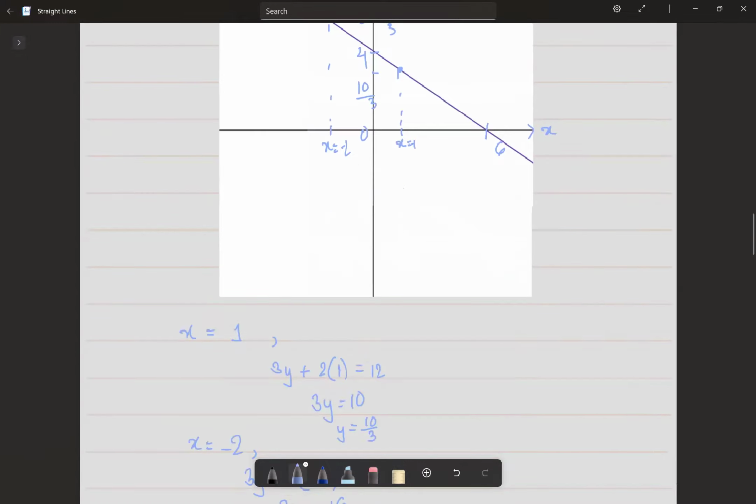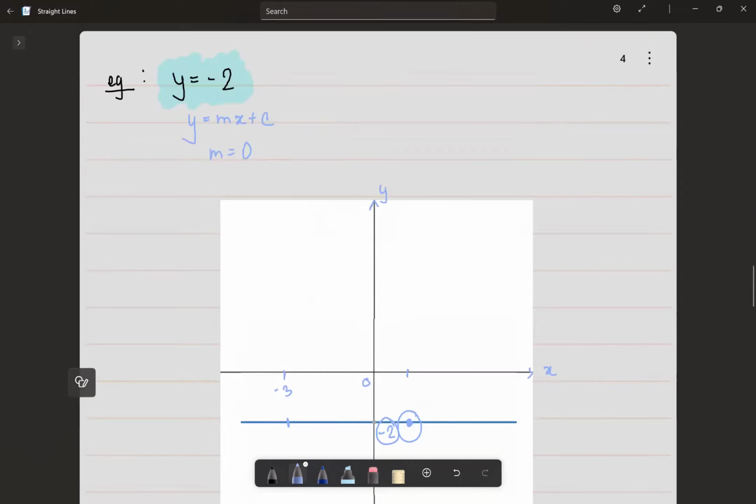In the other examples also, when the equation is y is equal to minus 2, we can take any 2 random points. If we take x is equal to 1, we get y is equal to minus 2. And if we take x is equal to minus 5, then also we get y is equal to minus 2. Using these 2 points, we can draw the line very easily.